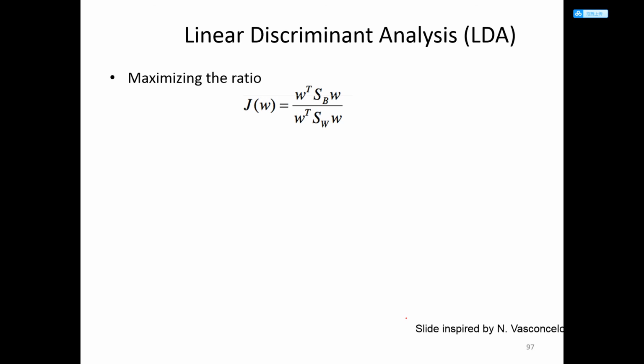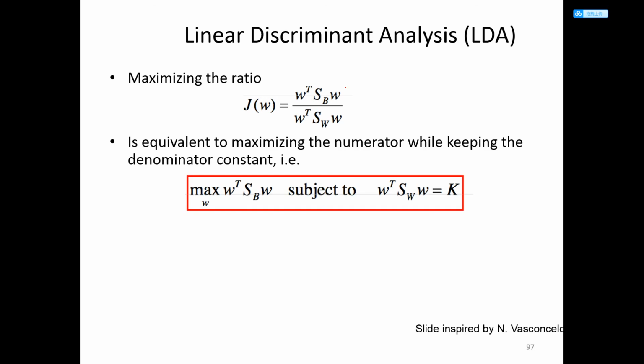Now I have a formulation like this, right? Originally I said we're trying to maximize this here. But I can also do it this way. I can say, let's keep the within class variance fixed at some value, and then I just try to maximize the across class distance there. And so then I will have an optimization problem like this.